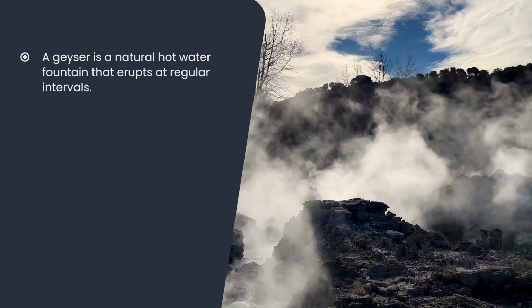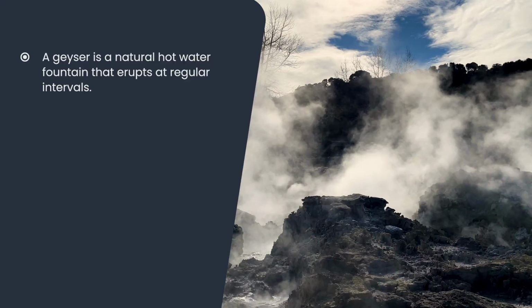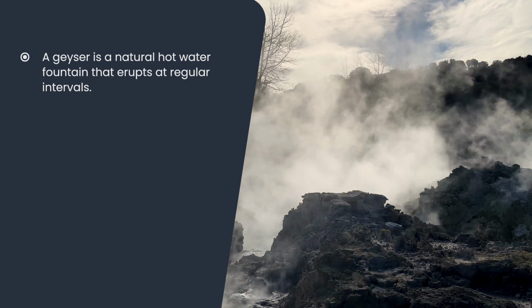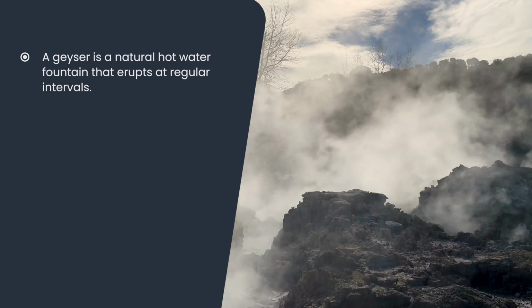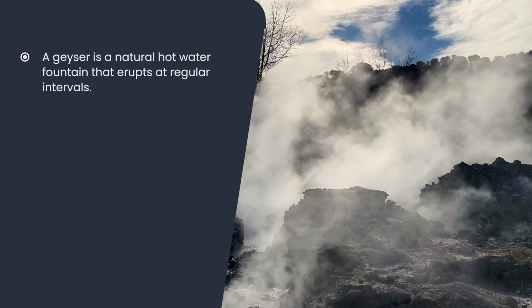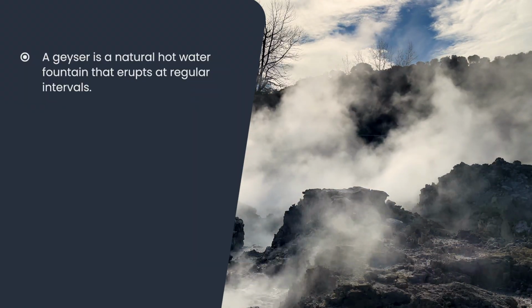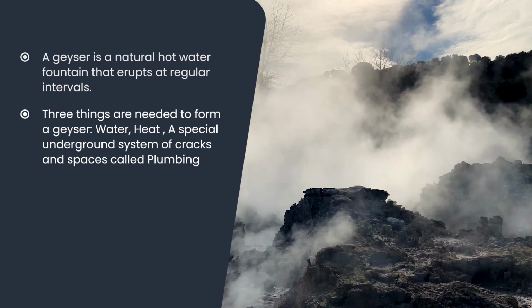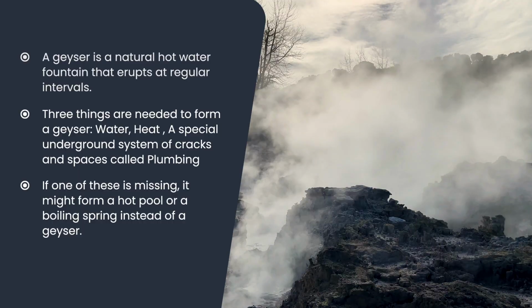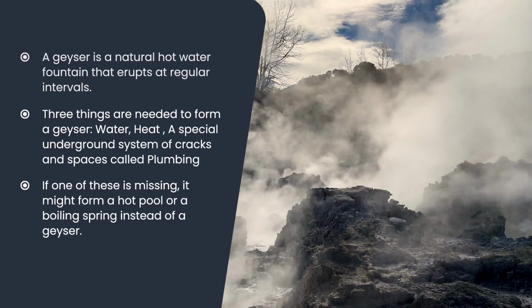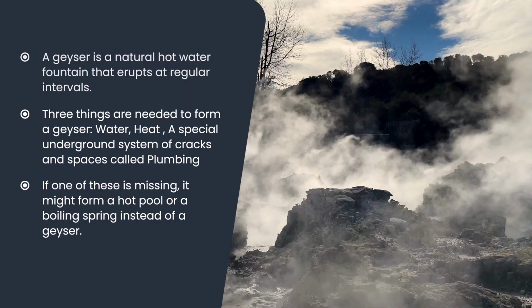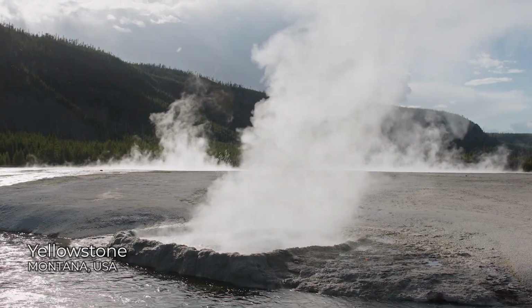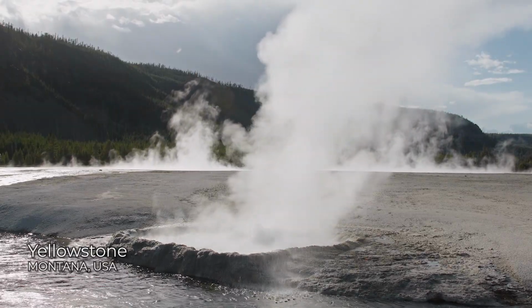A geyser is a natural hot water fountain that erupts at regular intervals. Three things that are needed to form a geyser are: the first one is water, the second one is heat, that is from underground magma or hot rocks, and the third feature is a special underground system of cracks and spaces, that is plumbing. So, if one of these is missing, it might form a hot pool or a boiling spring instead of a geyser. An example of geysers is Yellowstone National Park, situated in the USA, which erupts about every hour.